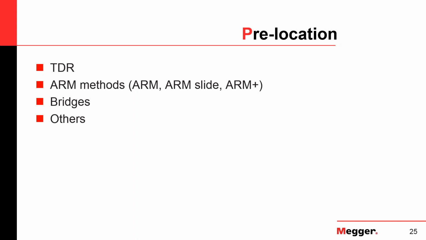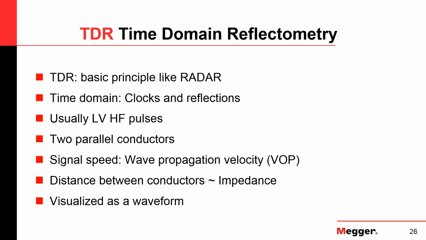But just to give you an idea, bridges are typically for the faults where you cannot use the arc reflection methods and you cannot use the TDR. So they fill a specific niche, and pretty much the territory in between a very low resistance fault and a high resistance fault that cannot be addressed with the arc reflection method. And then there are other methods, like for instance the ice method or the decay method. That is all prelocation. So let's start with the TDR.